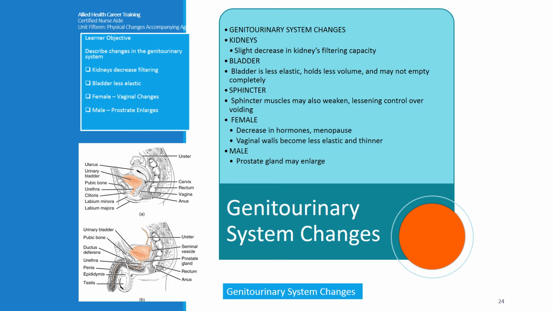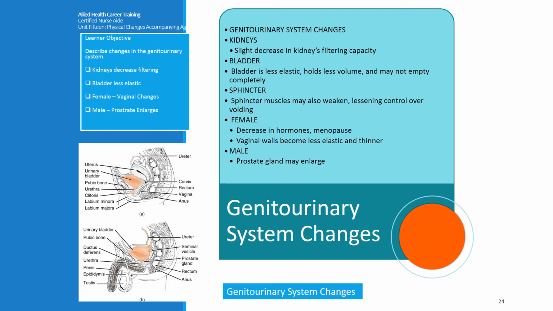So the sphincter, these are the muscles at the openings. So you have a sphincter from the bladder to the urethra, and then you have a sphincter around your anus as well. Your anus is a sphincter, so that's at the end of your colon and your rectum. So these sphincter muscles may loosen. You have less control over voiding and also less control over defecating or having a BM. So that's where you have the incontinence issues coming in.